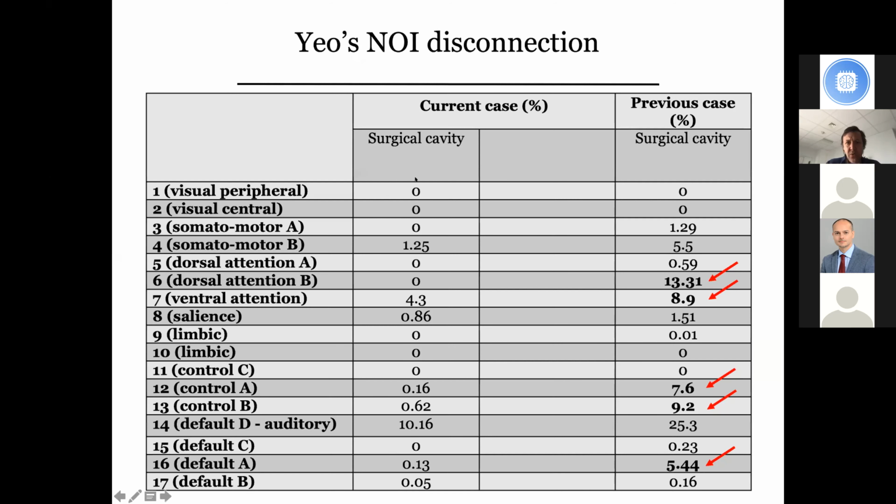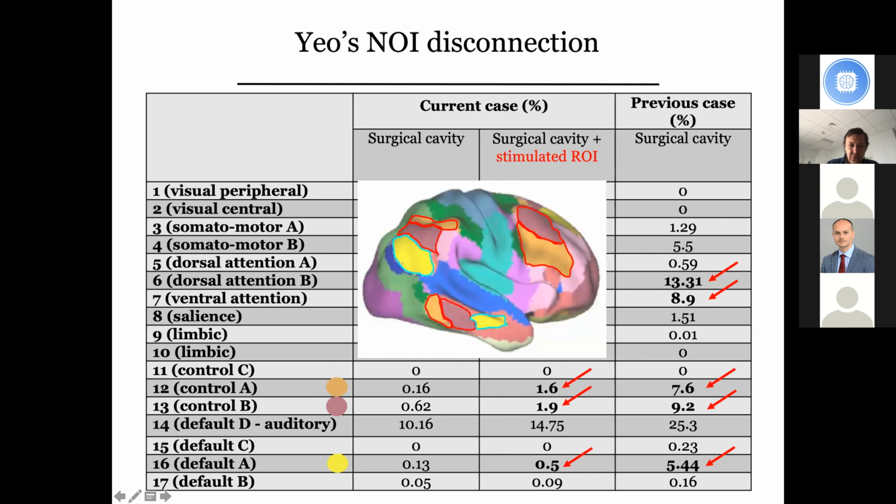And when you look at the disconnection for the surgical cavity, there was barely any disconnection. But what is interesting is that if you add to the surgical cavity the small volume corresponding to the virtual cavity induced by the electrical stimulation, then you find again that network 12, 13, and 16 are especially disconnected by this additional small sphere corresponding to the stimulation. And these three networks fit well with the fronto-parieto-temporal network that has been highly disconnected in the previous case for whom the patient did not recover.